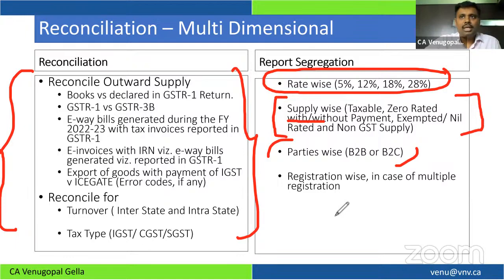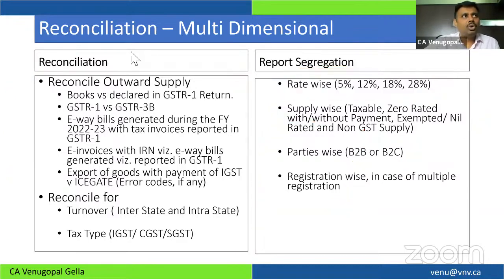Please note, table 8 of the R1, where you also have to report exempt, nil and non-GST supplies. This has to be reported in table 8 of the R1. Again, people do not take a serious step for reconciling the reporting of exempt or non-GST supplies. So a couple of points which we need to see in terms of the tax payment and the tax liabilities.